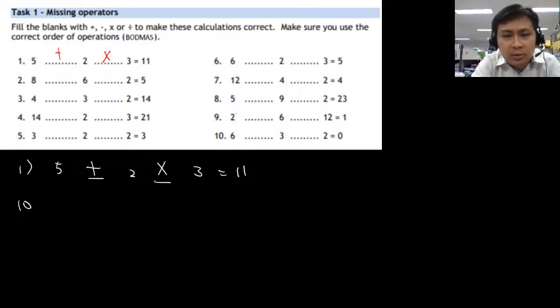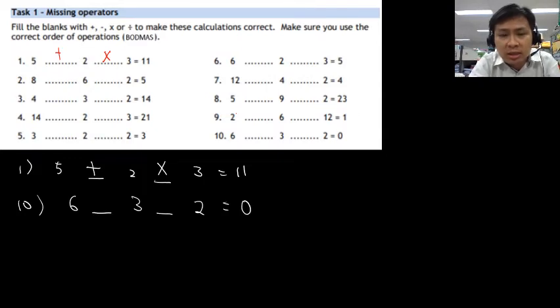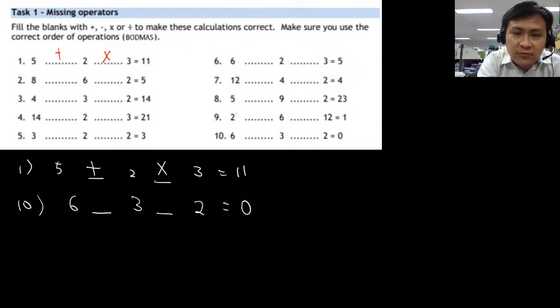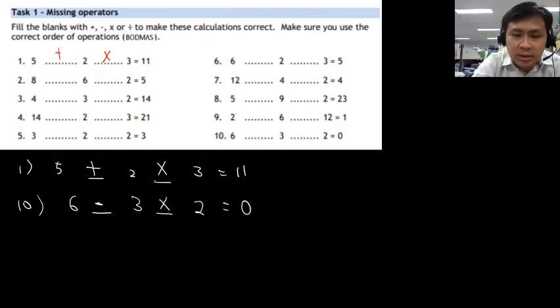For question 10, we have 6 blank 3 blank 2, and this will give us 0. Similarly, you want to do some subtraction to get 0. What can we think of? We can think of 6 minus 6. To achieve that, we can insert a minus for the first blank. And again, 3 and 2, we will use multiply to get 6. So 6 minus 6 will give us 0. And this is how we do task 1 on the next page.